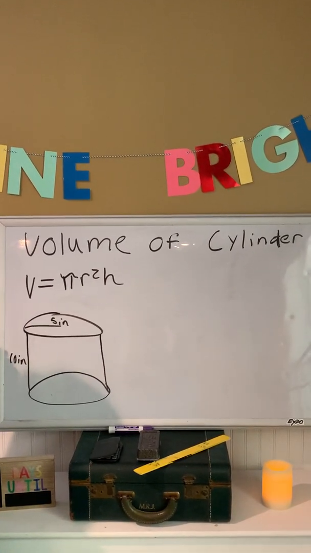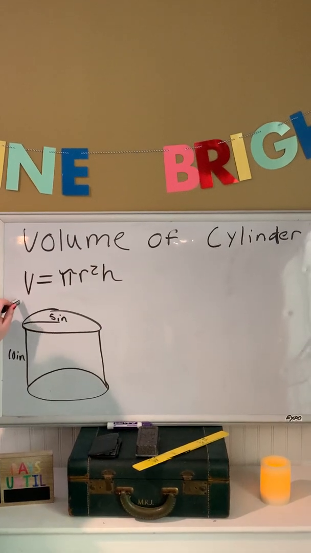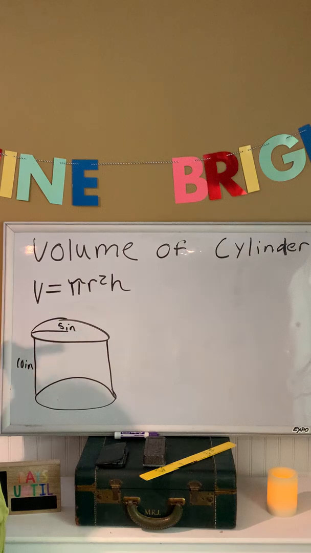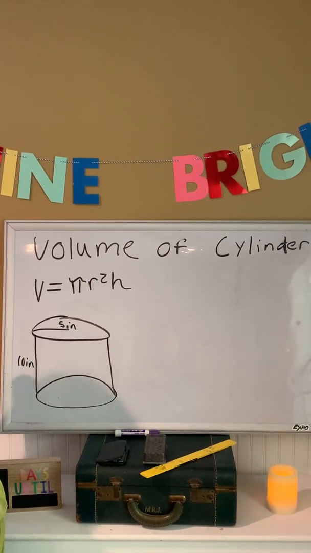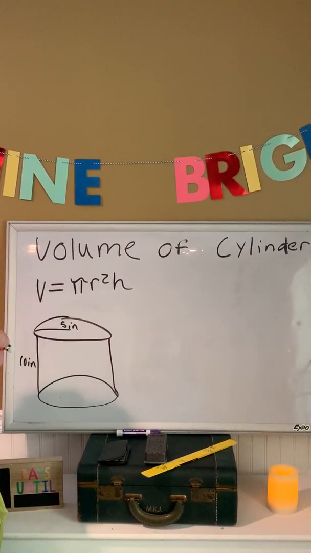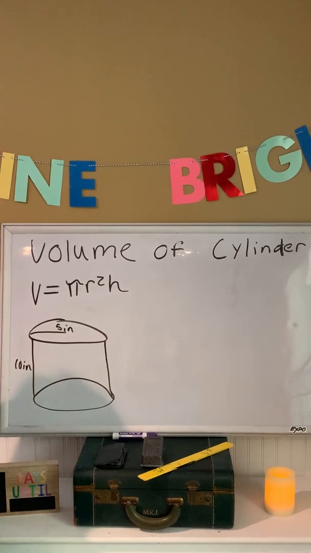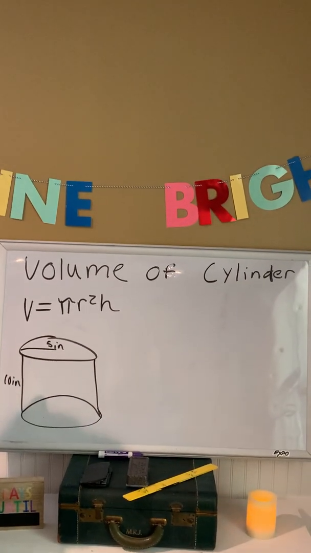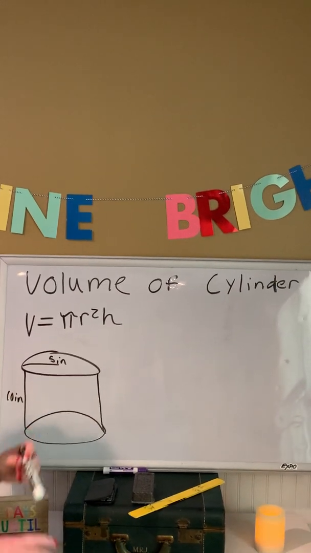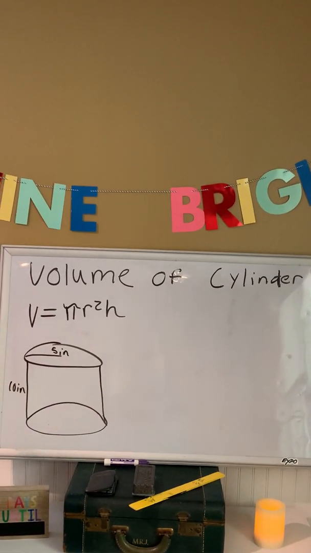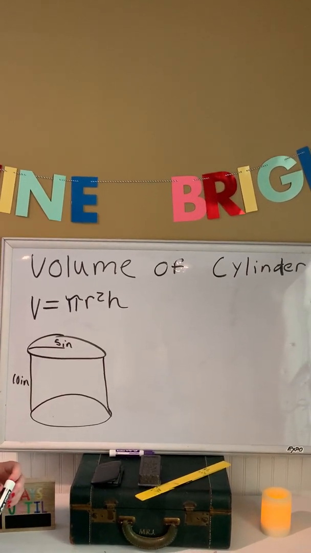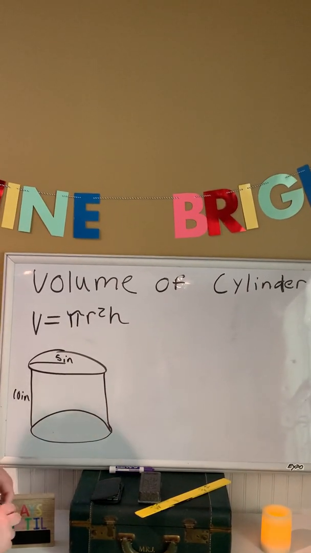V stands for volume because we're trying to find the volume of the cylinder. This little funky thing is going to be pi. We do know that pi is an infinite number. So unless your problem says use 3.14, I would like you to use the pi button. Do not just type 3.14 because that's not going to be the same thing, y'all.